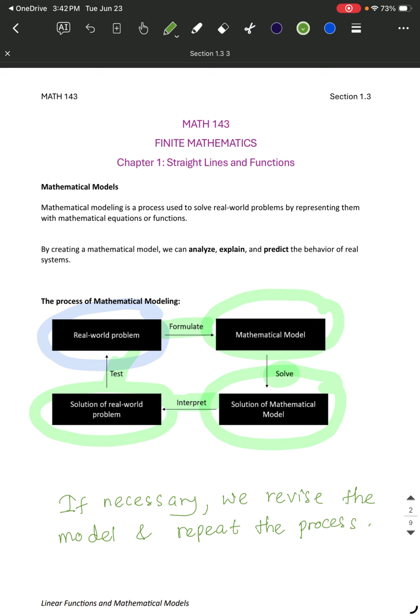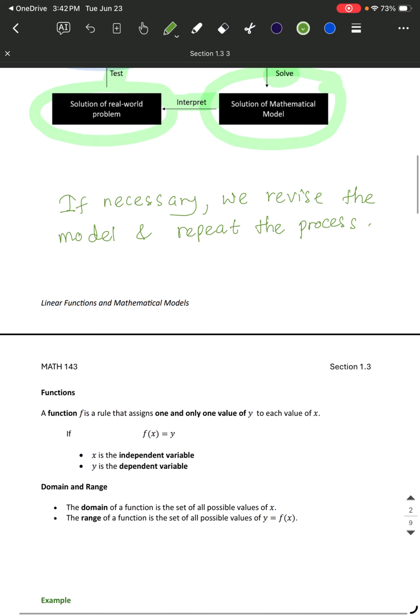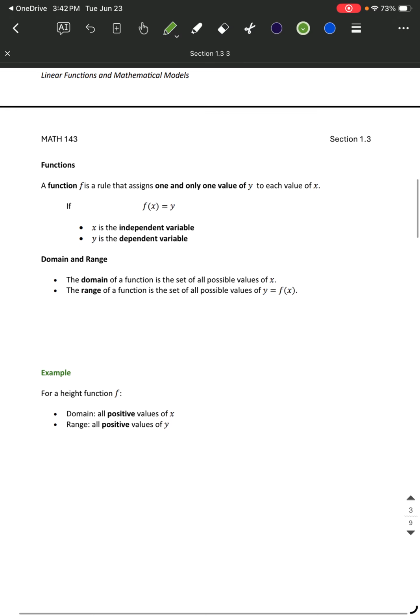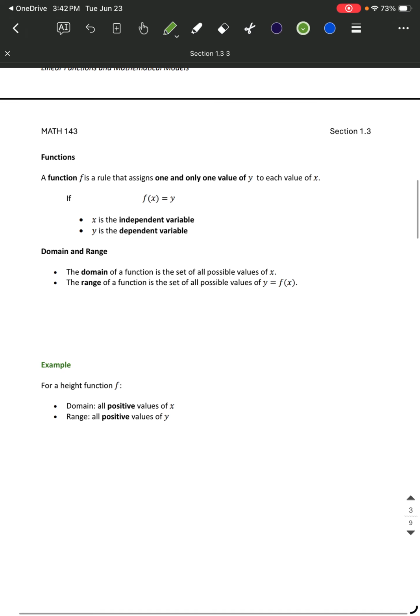Okay, this is how we can create the mathematical model. Okay, let's see the functions then. So next, we are going to discuss the functions. A function is one of the most important concepts in mathematics. So, a function is a rule that assigns exactly one output value to each input value.